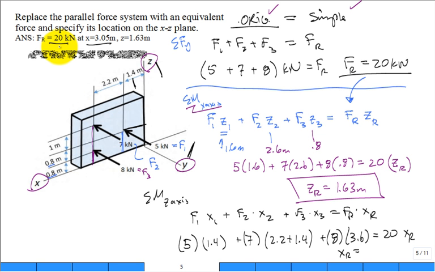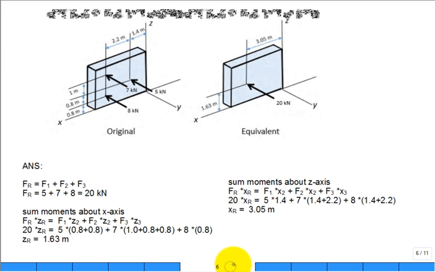All right, let's press forward. Oh no, I'm going to run out of time. Here's more details to what we just did. So you have the original system and you have the equivalent system, the simplified system. Only one force, but at a particular location.